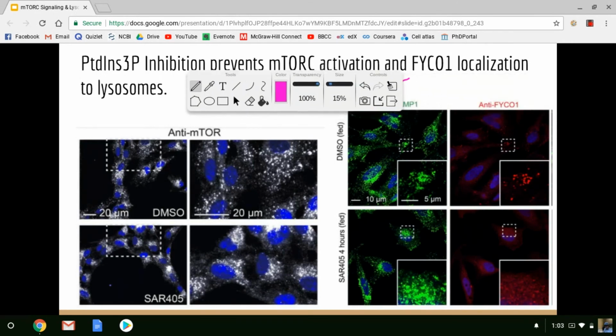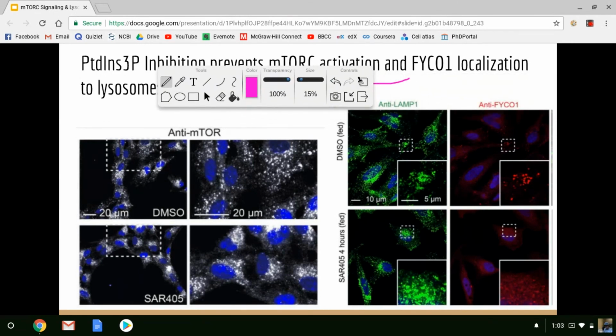We see a similar idea over here on the right, that VPS34 inhibition prevents FICO1 from interacting with lysosomes. There isn't any co-localization between FICO1 and lysosomes. So in other words, VPS34 is required for FICO1 to localize to the lysosomes and for mTORC to be transported out into the periphery of the cell.